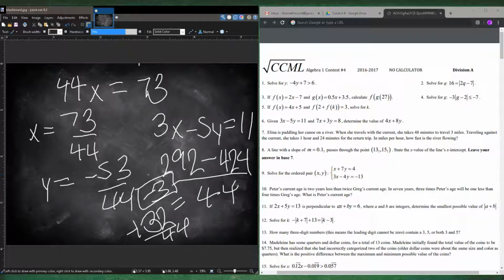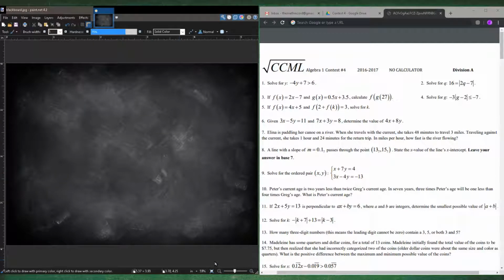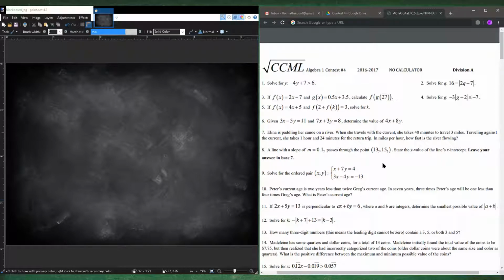Sorry about the messy work, but basically that's how you do it. I'm guessing the easier way is if you combine the two equations together and somehow get 4x plus 8y, or it simplifies to that. But this way is the way that I usually do it, because you just get the x and the y and you know for sure it's going to be the answer.